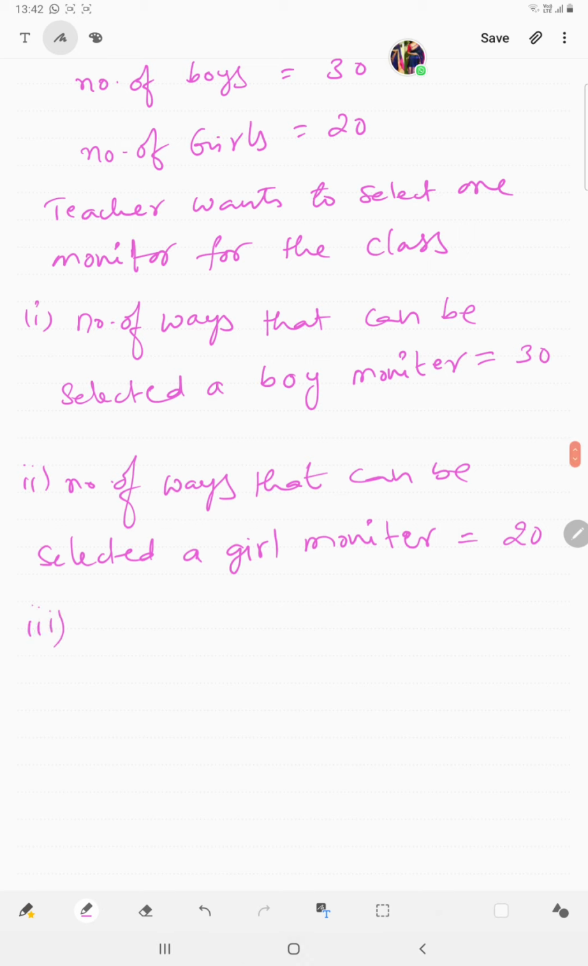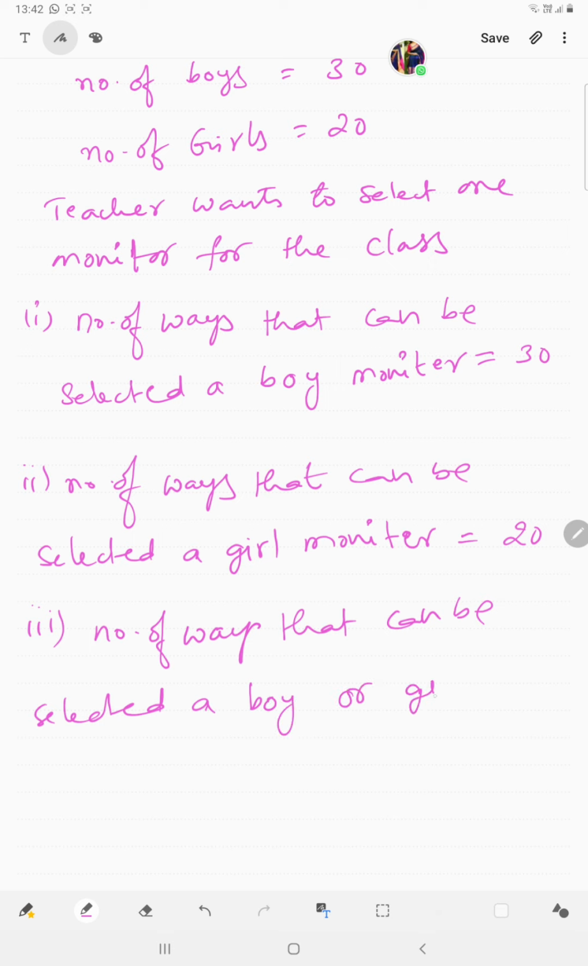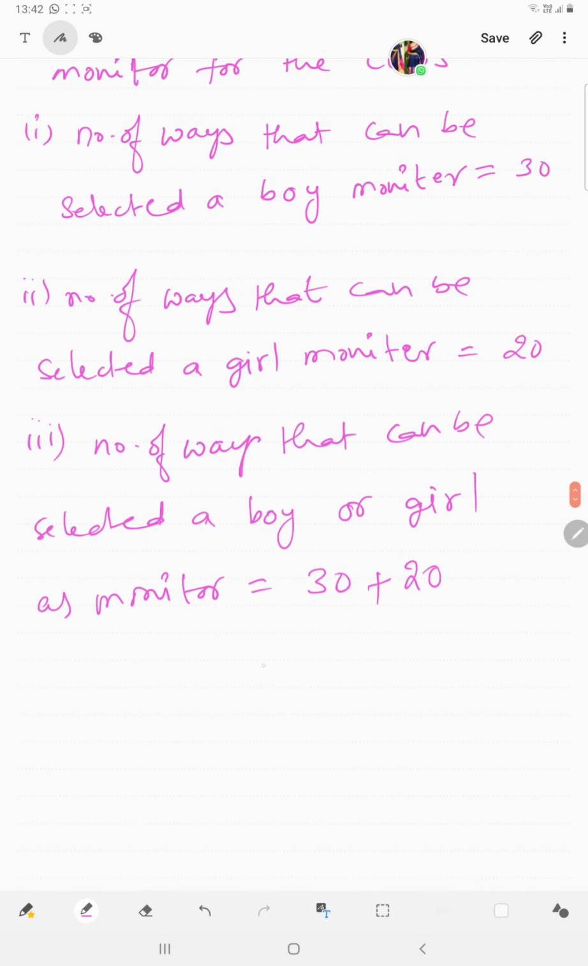The last, your textbook answer, means number of ways that can be selected a boy or girl as monitor. We have 30 options for boys, 20 options for girls. Therefore, we have to select a monitor, either a boy or a girl. Therefore, 50 ways, that is 50 choices we have.